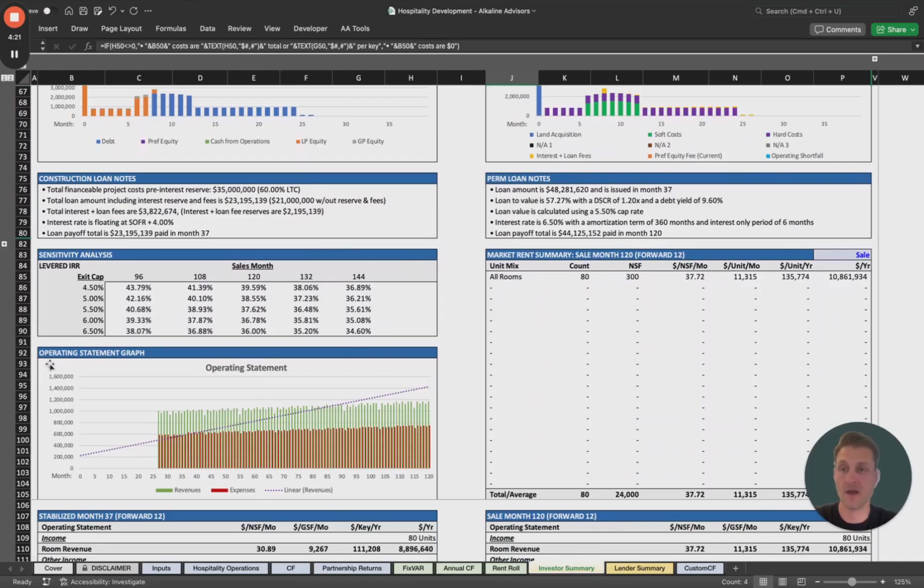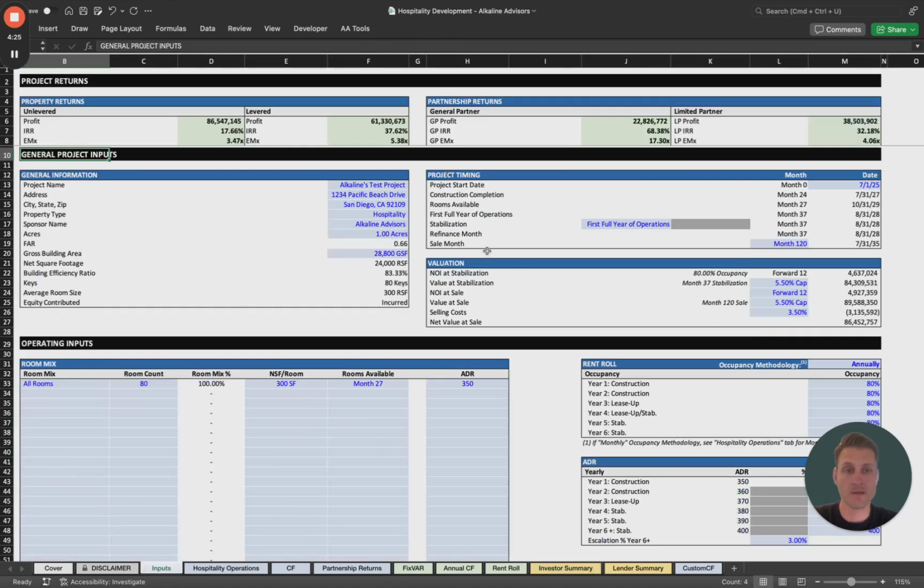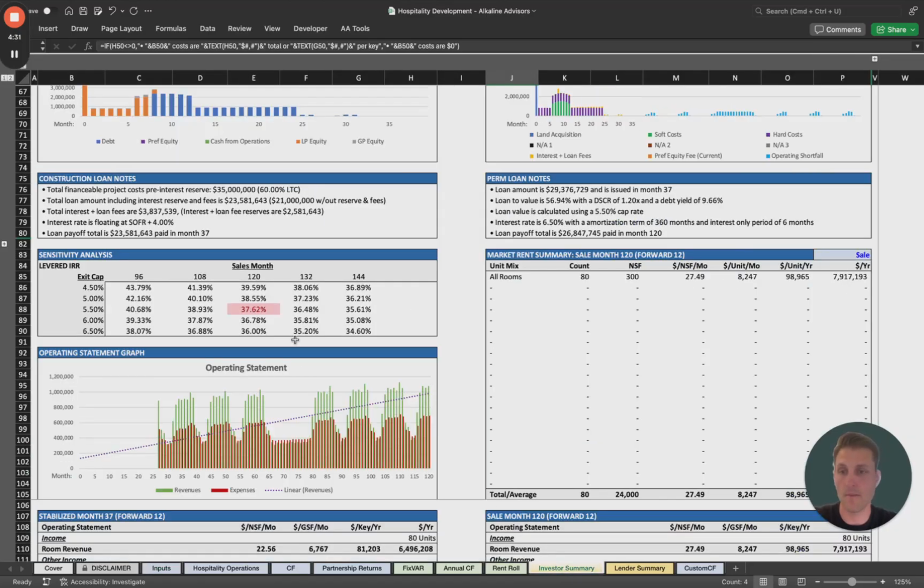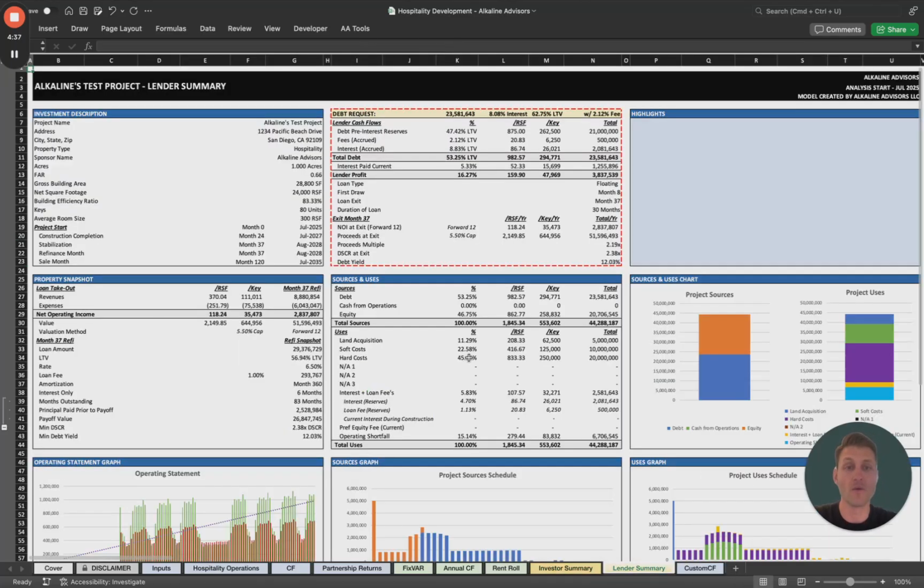And just so you can see, for instance, how everything is tied together, operating statement graph, and we'll dig into this in a little more detail later, but if we say we want monthly occupancy and not an annual or a static and go back, you'll see now the operating statement will update accordingly, or at least the chart, and we'll get into that in a moment. And then finally, we have the lender summary. So this is just a quick printout you can send to lenders.